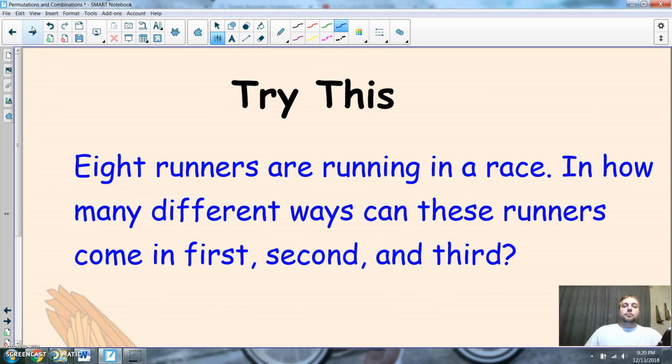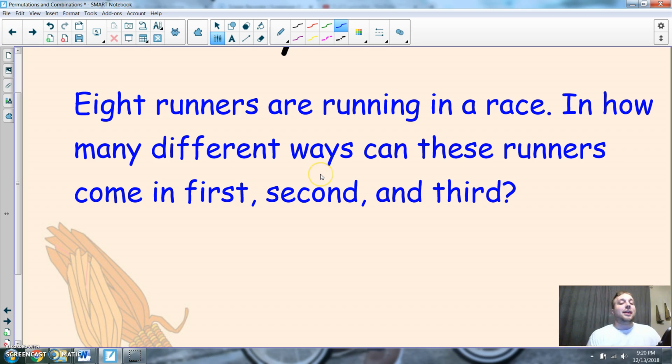Alright, now, 8 runners are running in a race. And how many different ways can these runners come in first, second, and third? This is permutation because order does matter. Okay, so here's the beauty about permutation. How many ways can 8 runners come in first?